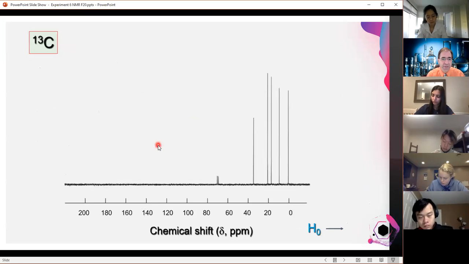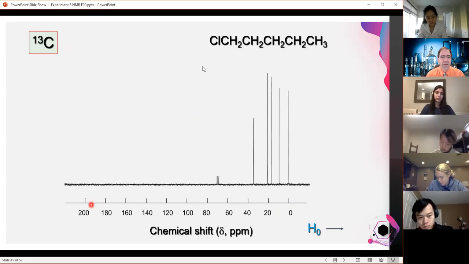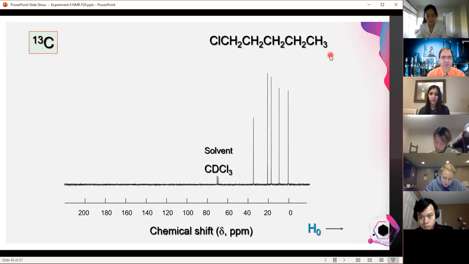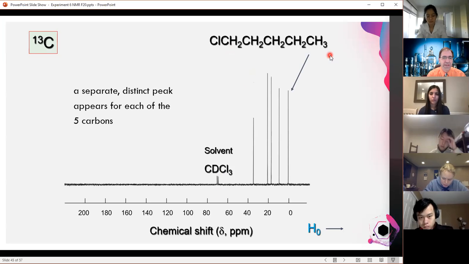Let me show you an example of this. Here's a C13 spectrum. So we have a bigger range here. Let's look at this molecule here. Chlorine, carbon, carbon, carbon, carbon, carbon. So we've got 1-chloropentane here. And you notice we get 1, 2, 3, 4, 5 signals. Now there's these little things here, but it turns out they were the solvent. That was the methylene chloride, or CDCl3 chloroform. But we've got these carbons, and it turns out that each one of those gives us one of those peaks. So every one of the carbons shows up on its own.